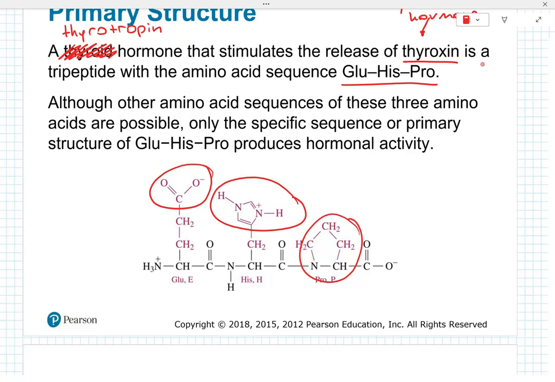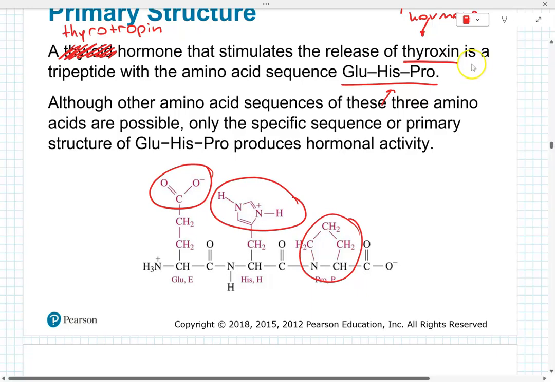Why do we pay so much attention to this? These 3 amino acids can be arranged in different order. Do you agree with me? There are several ways to arrange them, from left to right. I can put histidine first or proline first. Does that make sense? Only this sequence works as a hormone, thyrotropin.